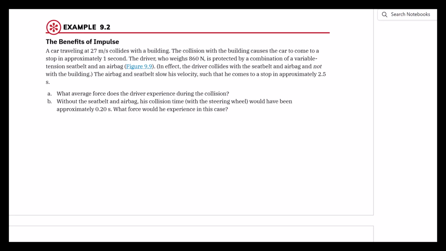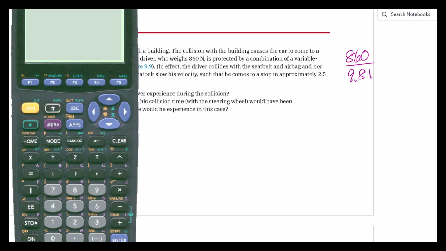Okay. So he starts with the mass of the driver. And I guess I'm going to go with he weighs 860 newtons. All right, so I guess that means 860 newtons divided by 9.81. So 860, 9.81. Oops, I can't spell. I still can't spell.